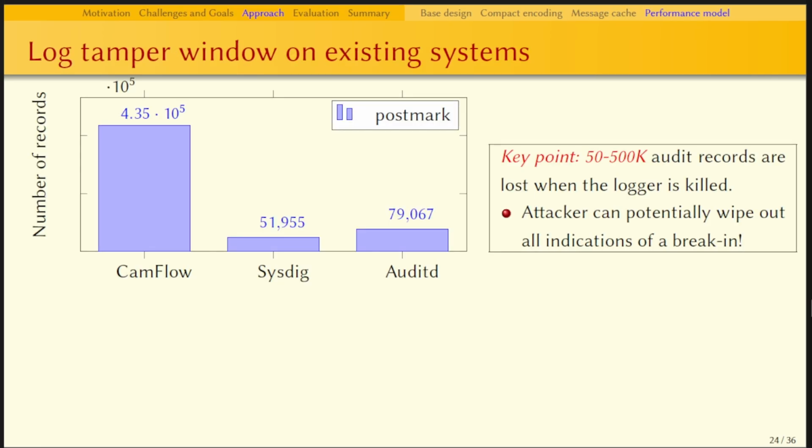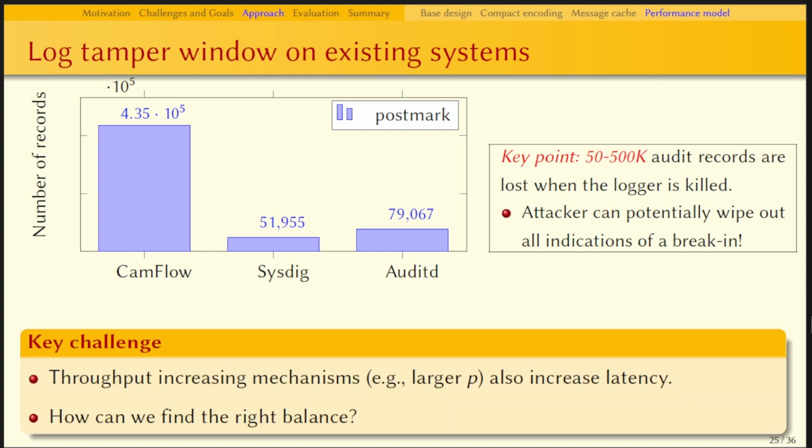Let's go back to addressing the log tampering vulnerability. Larger values of p mean that we increase the throughput of our logging system, but in turn, this also means that we increase the number of records that are buffered in our per CPU caches, and we refer to this as latency. So how do we find the right balance between having low overhead while also maintaining small log tampering windows?